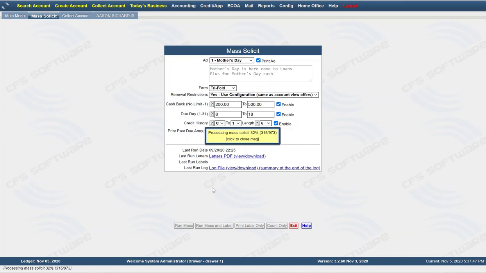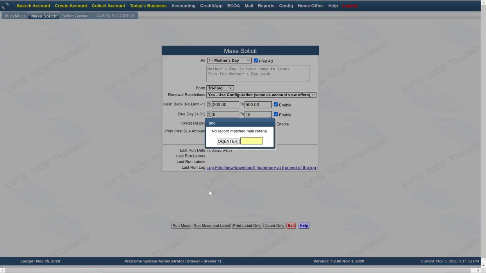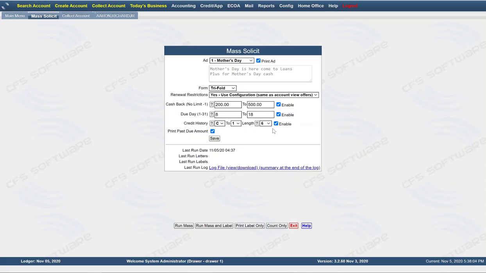It shouldn't take too long. It just has to go through and verify which customers fit the settings. At this point, I don't have any customers that fall under the particular criteria. I've made it a little bit too stringent. So I'm going to come back here and take it up to 2 months, so current to 2 months. And let's say the last 5 payments back.